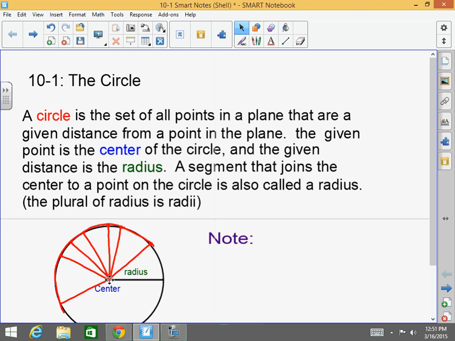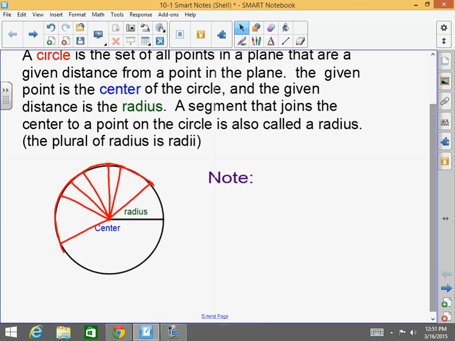And of course, that given distance, from the center to any exterior point along the circle, is called the radius. And someone already mentioned it, all radii are congruent. I went ahead and reminded you of that. So again, a circle is a set of points that are all equidistant from the center. And that distance is called the radius. Plural for radius is, of course, radii. All right? So nice and simple.